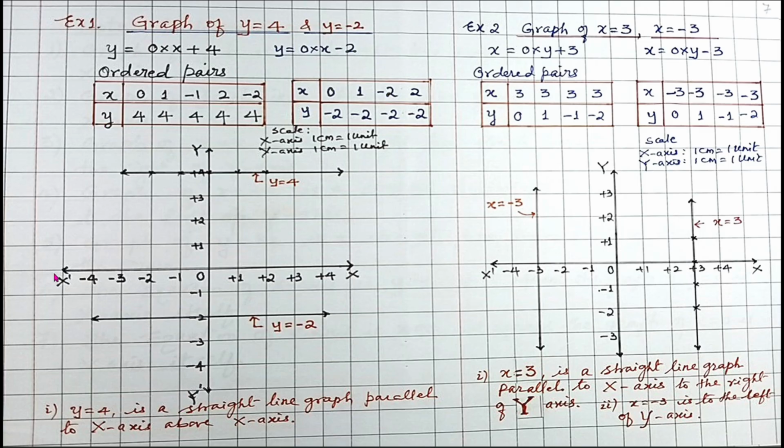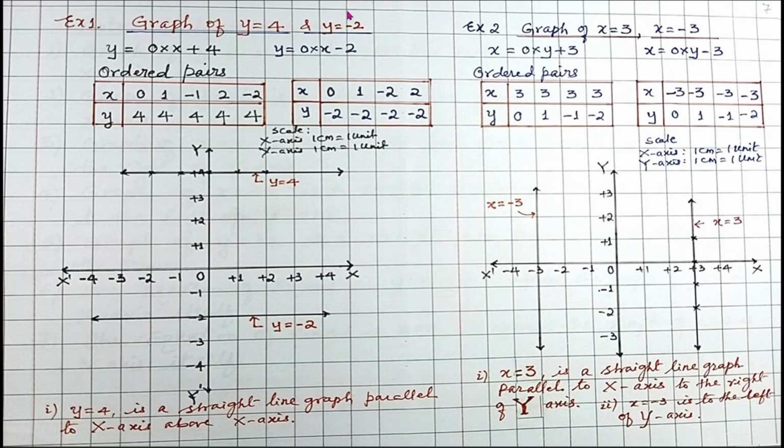Now draw the graph. So we have the x-axis and y-axis drawn to a suitable scale. Now locate the points (0, 4), put a dot, (1, 4), put a dot, (minus 1, 4), put a dot, (2, 4), put a dot, (minus 2, 4), put a dot. Join these dots, we get a straight line graph. But the straight line graph here is parallel to the x-axis and above it. Therefore remember, y is equal to 4 gives us a straight line graph which is parallel to the x-axis and above the x-axis.